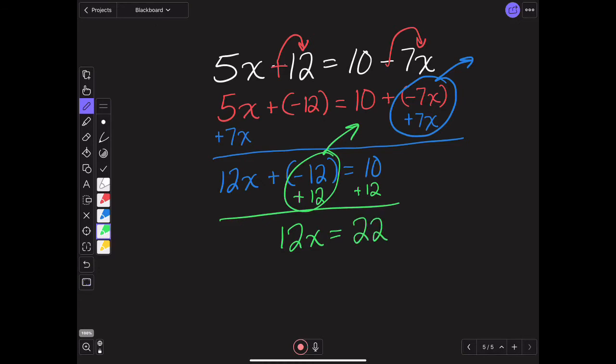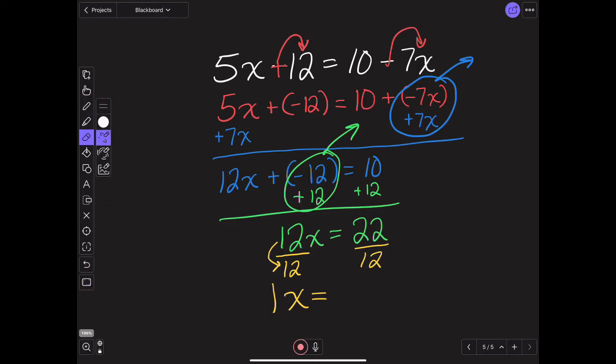Okay, now we're going to go a little bit further with this, and we want to turn this 12 into a 1. So we're going to divide both sides by 12. So we have 12 over 12x, which equals 1x, and now the x is isolated. Remember, 1x and x are the same thing. So we have isolated the x.